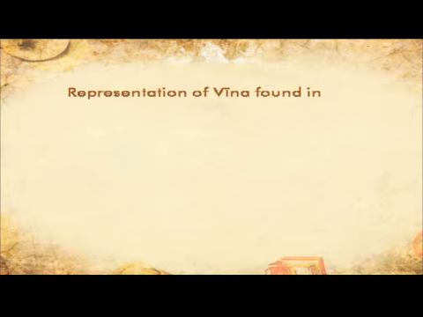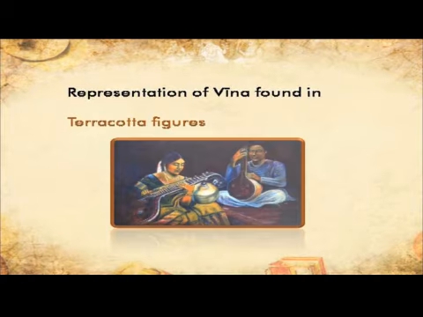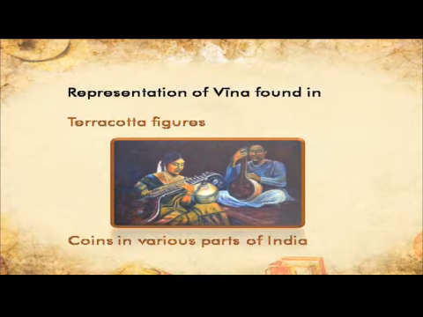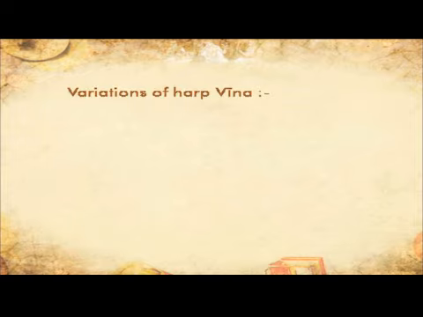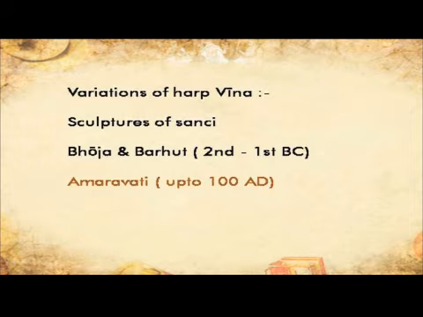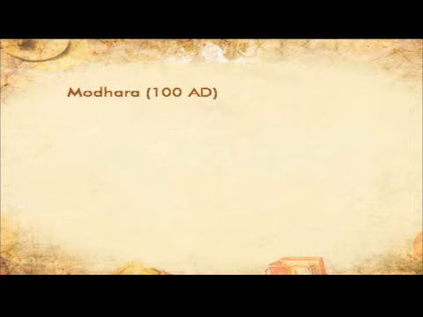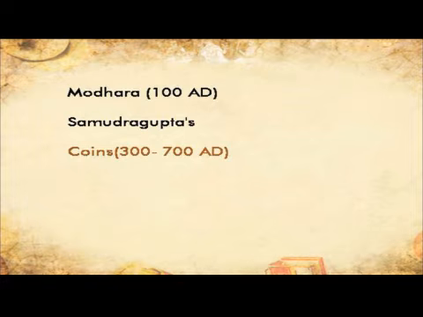Iconography. We find representation of the veena in sculptures and paintings, terracotta figures, and coins in various parts of India. Variations of the harp veena are found in sculptures of Sanchi, Bodh Gaya, and Bharhut, 2nd to 1st century BC, Amaravati up to 100 AD, Nagarjunakonda 100 to 300 AD, Mathura 100 AD. Also in Samudragupta's coins 300 to 700 AD and terracotta figures.